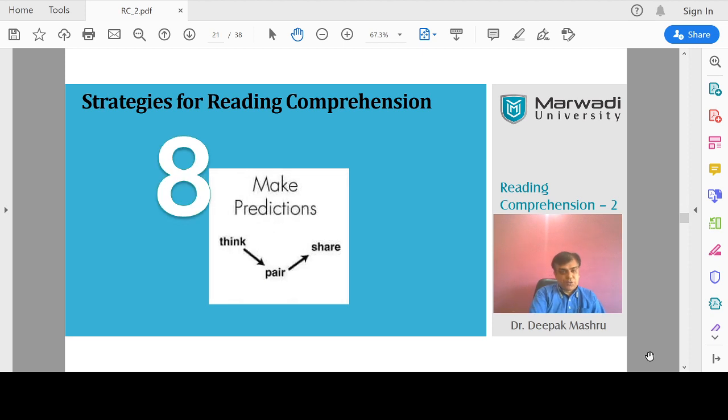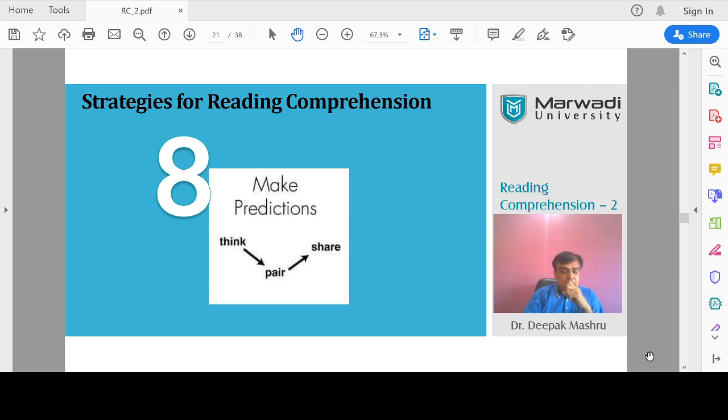Now make predictions. This is very important. Think, pair, share. This is a kind of advanced level, for advanced level questions. There are questions where you will not be able to find the answer directly. Keywords are not reserved words. Keywords are the words which are frequently used, or which help you find the mind map of the paragraph.